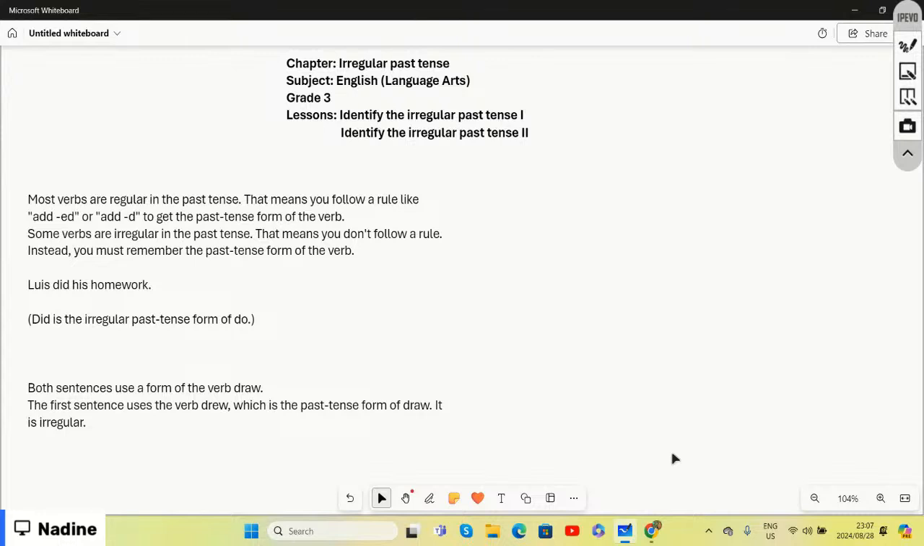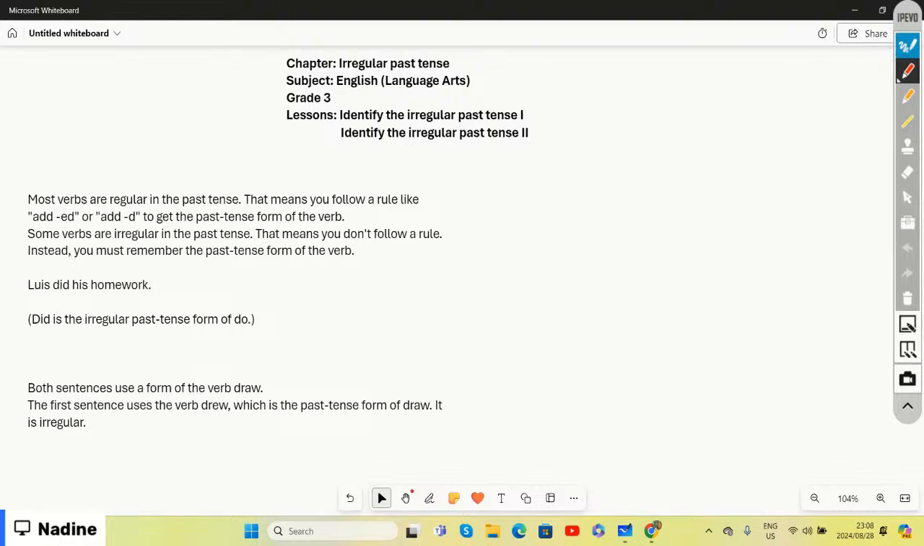And things that have happened in the past usually end in ed. But since our chapter is irregular past tense, firstly, we would say most of our verbs are regular in the past tense. And if the verb is regular, then it means that you need to follow a rule, like adding ed or adding a d, if it is in the past tense.